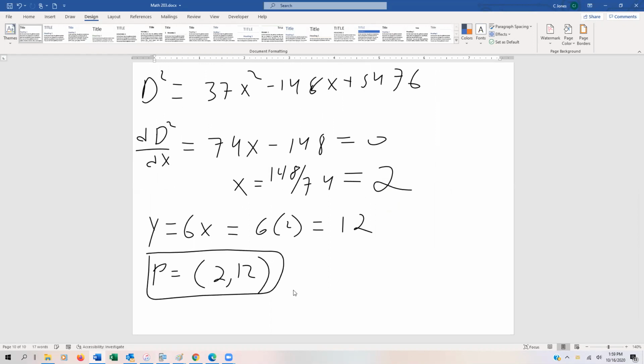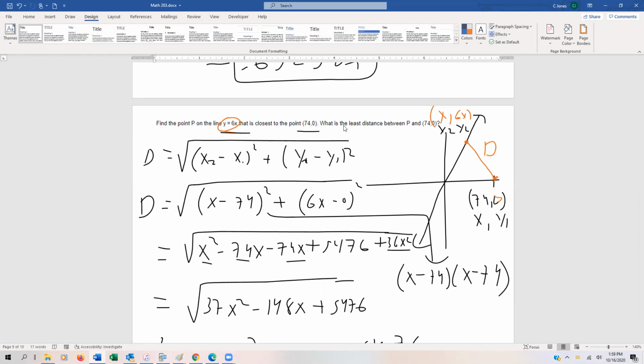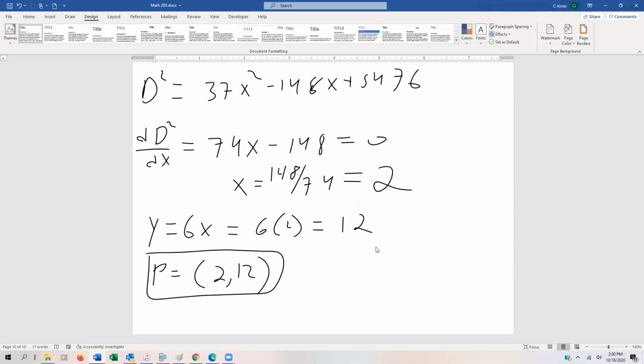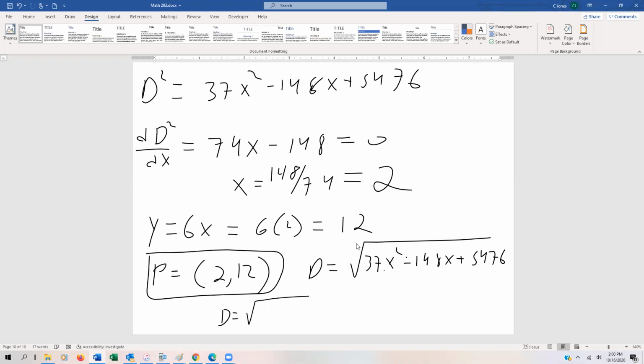But it also asks us to find the distance. So what is the least distance? And that's when we're going to use this formula. So all we're going to do is substitute 2 back in. And like I said, it's going to be a pretty large distance. So the distance D is equal to the square root of 37x squared minus 148x, I believe, plus 5476. I'm running out of room, but I'll be just about done. 37 times 2 squared minus 148 times 2, and then plus 5476.